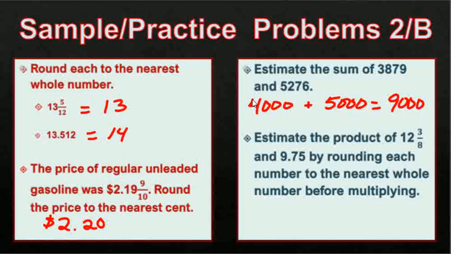Estimate the product of 12 and 3/8 and 9.75 by rounding each number to the nearest whole number before multiplying. So 12 and 3/8 is closer to 12 because 3/8 is less than halfway. And 9 and 75 hundredths is closer to 10. So 12 times 10 would give me 120.